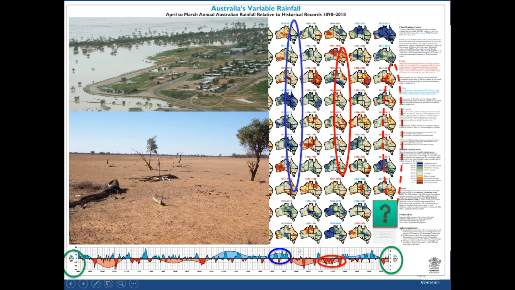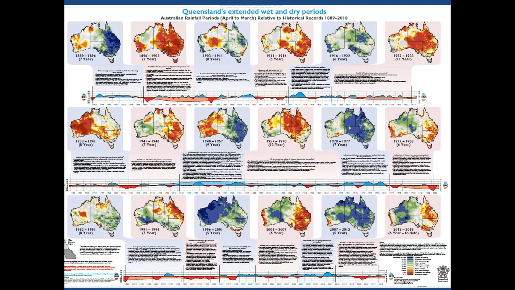So, seeing we've isolated some of those wet and dry periods, we've gone along and done that for the whole time series. So let's go through this again. This is for Queensland, the extended wet and dry periods. Why Queensland only? Because we can only isolate it in terms of a locality for the wet and dry periods. It's still April to March rainfall, and it's still relative to history.